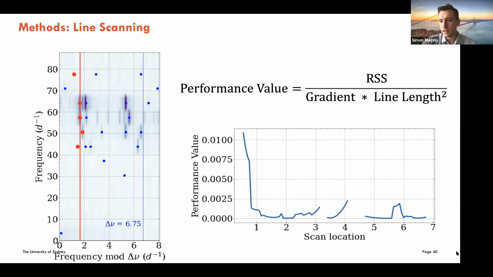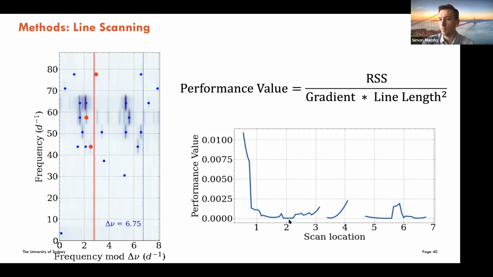So on the x-axis of this plot over here, you've got the scan location, which goes from about 0 up to 7, which is about the value of delta nu on this Echelle diagram. And so what you'll see is that a value of about 2 gives you a pretty low performance value. So you're trying to minimize that performance value.